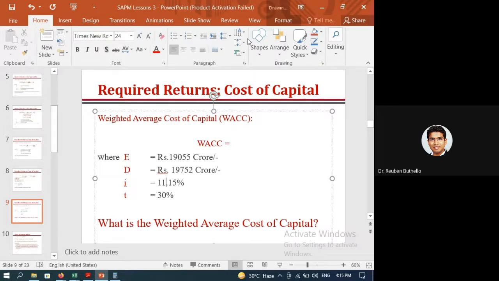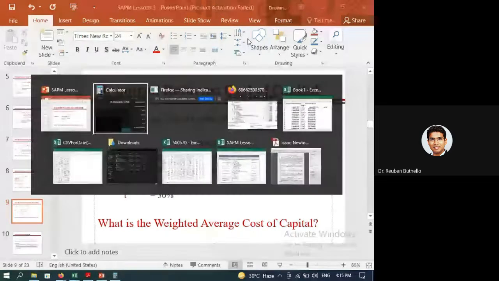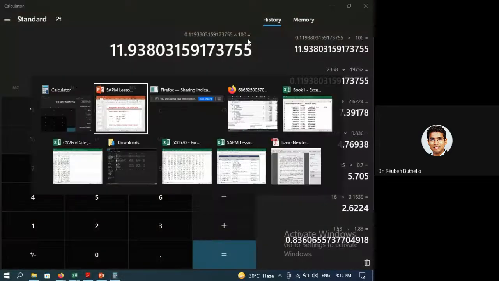So 11.93, that's crazy. They are paying shit tons of money as interest for something that they can get elsewhere. They can go to SBI. State Bank will give them 7% and 6%. Some CFO is sitting over there, I'm sure. Okay, who's that idiot? Let us find out who's the CFO of Tata.